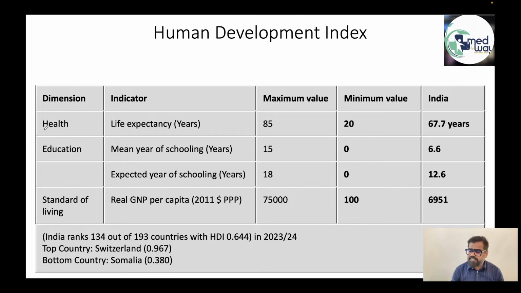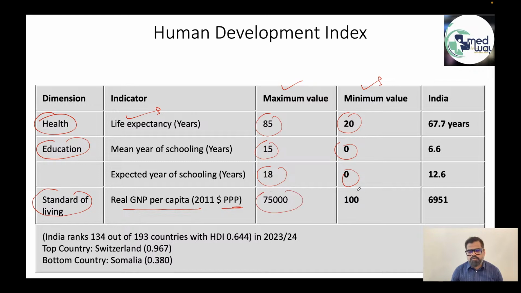Now, as I said, there are 3 dimensions. First is health, where the indicator is life expectancy, longevity. Second is education, which has 2 sub indicators: mean years of schooling and expected years of schooling. Then you have standard of living, which is compared on purchasing power parity in real gross national product per capita. How do we calculate? We take a maximum value and a minimum value. Life expectancy maximum 85, minimum 20; mean years of schooling 15 and 0; expected years of schooling 18 and 0; and GNP 75,100. These are the values we need to remember.